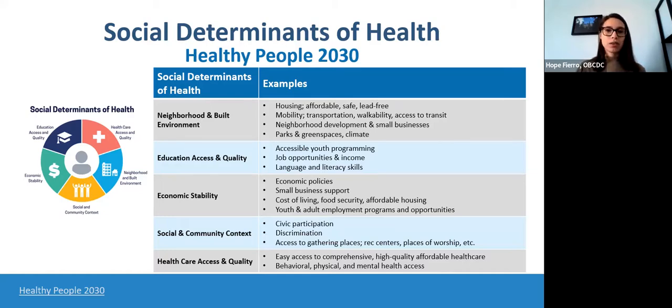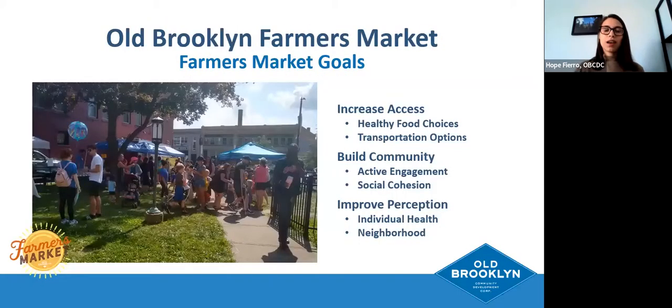And now we'll go into some examples of how we've reframed our work to fit a social determinants of health lens. So I think the prime example that we can give is our Old Brooklyn Farmers Market. So this is an annual event that we reframed to meet the needs of the community more intentionally. And with a farmers market, usually you might be thinking you go there to buy fruits and vegetables, maybe see a neighbor or two, enjoy the nice weather, like all these people in this picture, the nice summer weather.